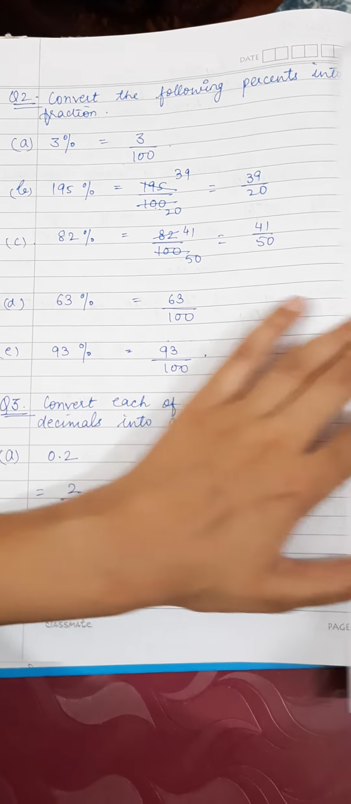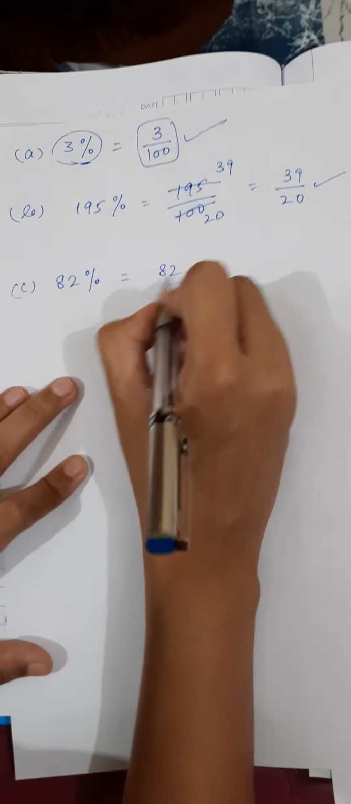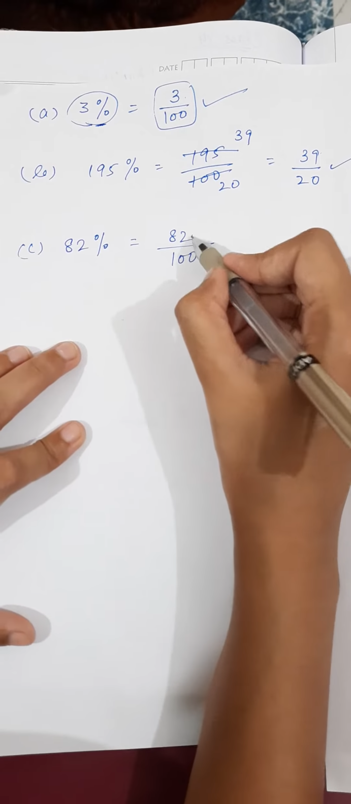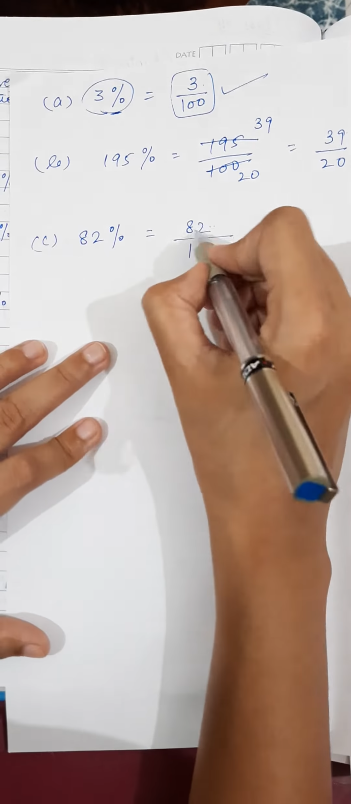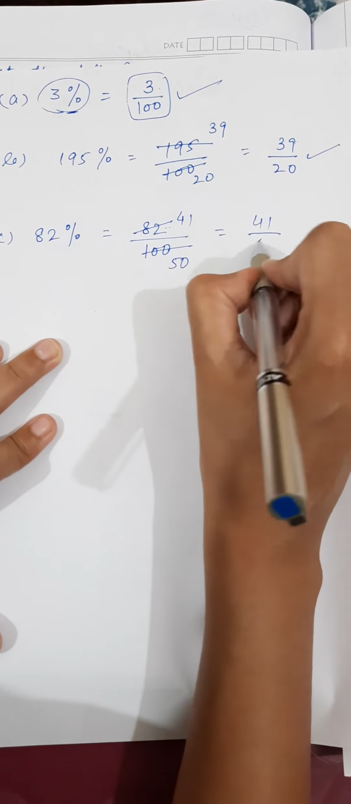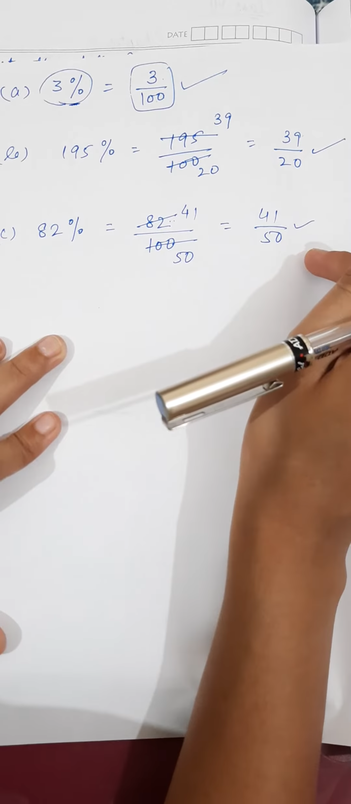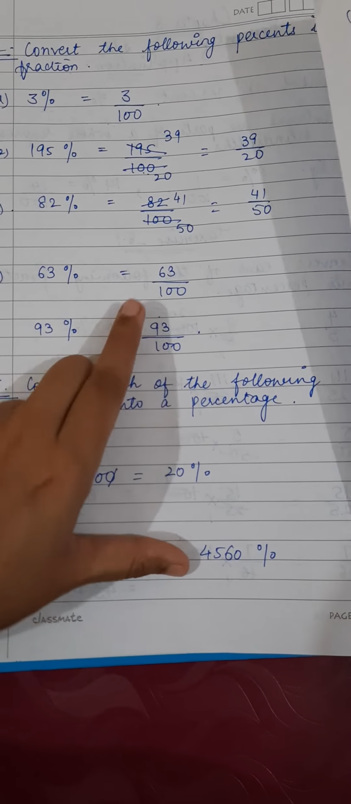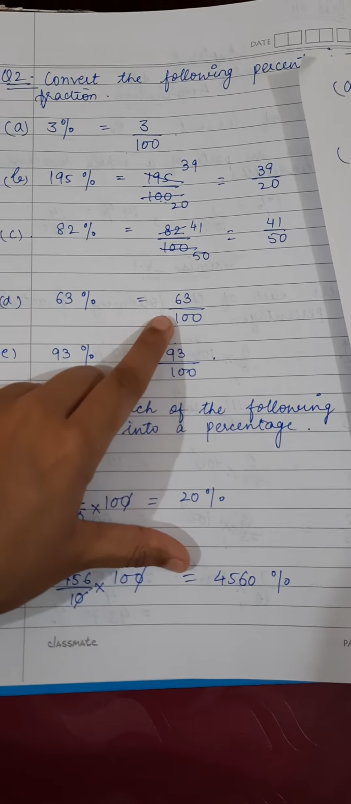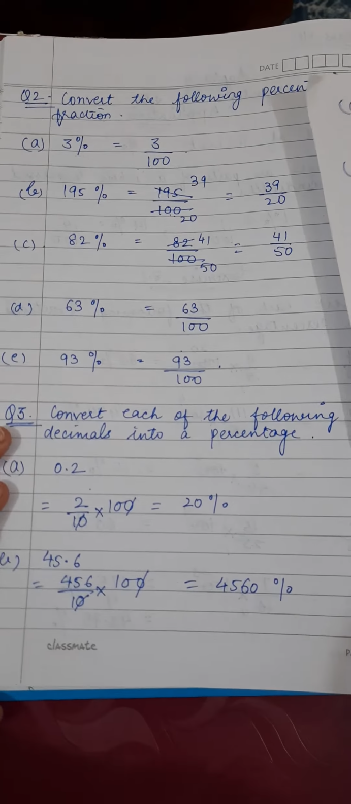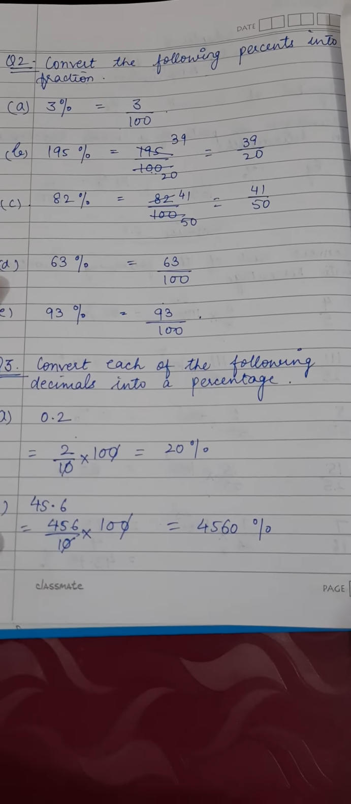82%. Now in 82%, I'm going to remove the percentage sign and divide by 100. Let us cancel these two. I can cancel these two on the table of 2. 41 and this will be 50. So the answer is 41 upon 50. Again the fraction. Now D part. 63%. 63 upon 100. I cannot cancel 63 and 100. So this is the simplest form. 93%. 93 upon 100. So these are the fractions.